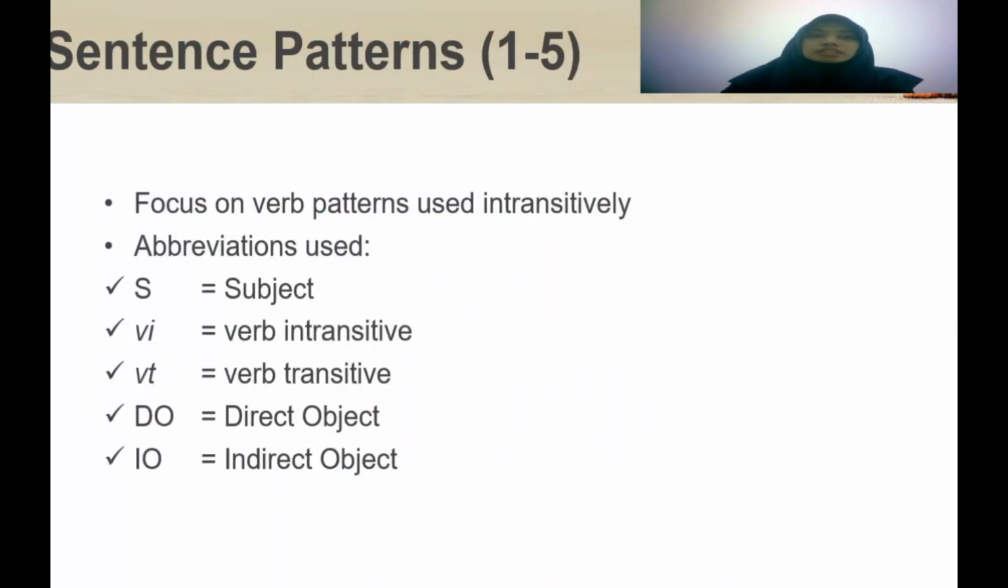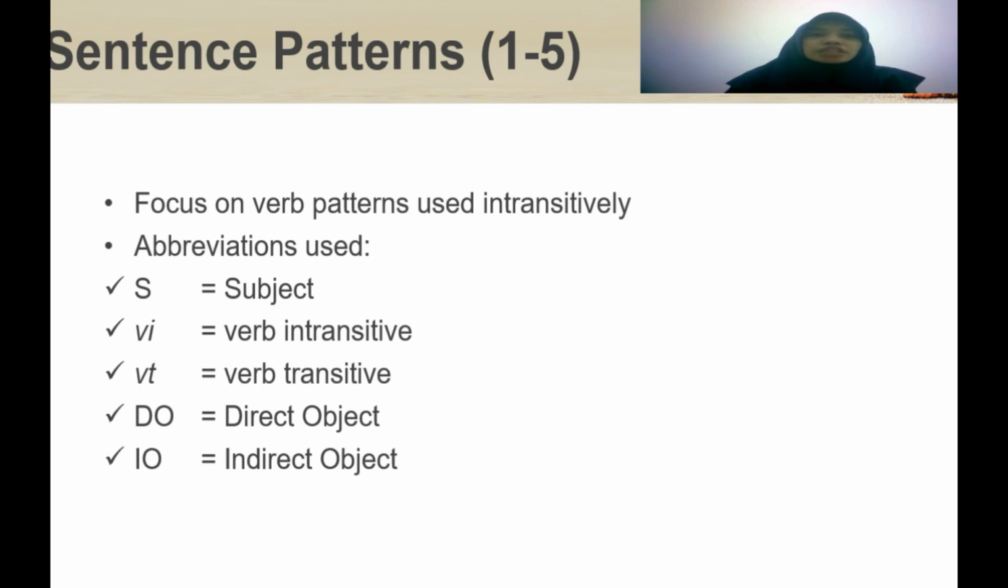So today we will learn about the sentence patterns 1 to 5, and the sentence patterns are basically focusing on the patterns used intransitively. So we will focus on the use of intransitive verbs. We will recall it first. So what is an intransitive verb? An intransitive verb is a verb that does not need an object. So it's complete on its own without the object.